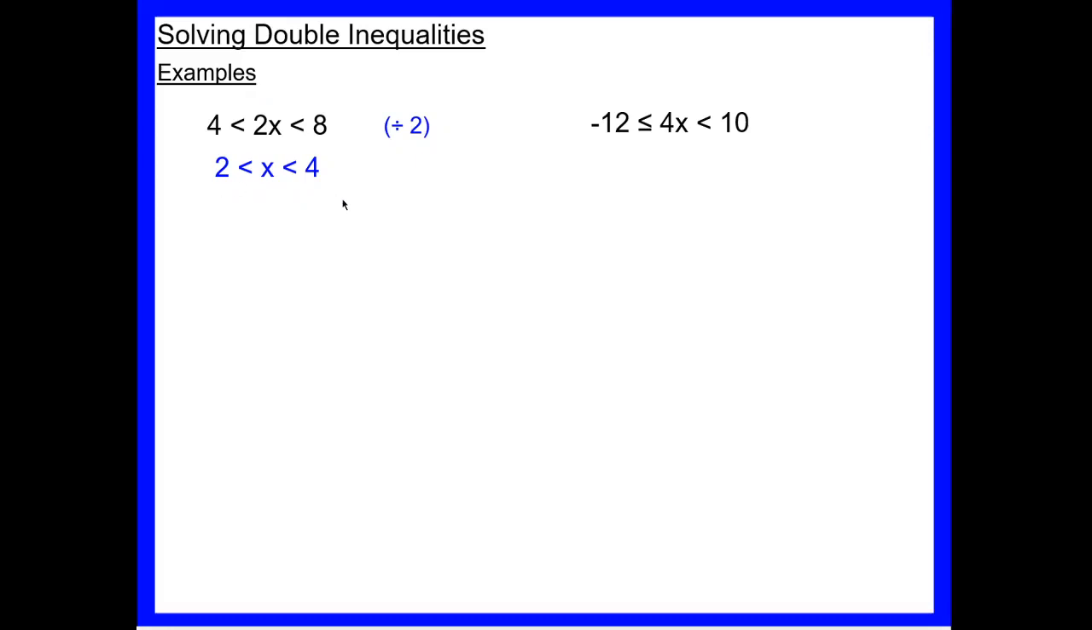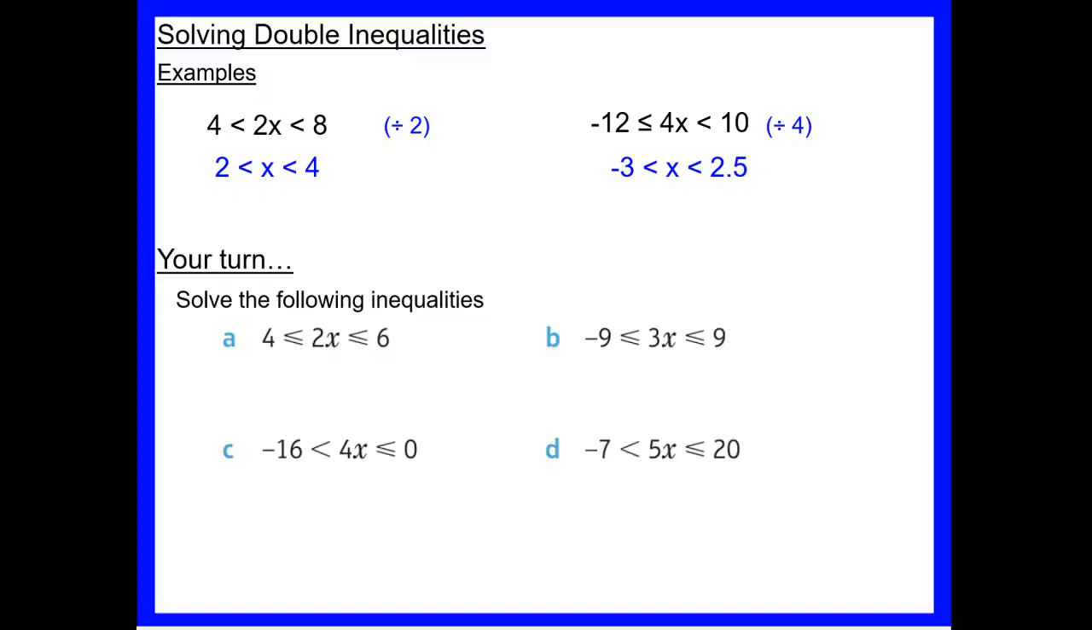We've got a single value of x with our double inequality. So essentially we're doing the same thing, but whatever we do, we do to all three parts instead. So looking at our next example then, 4x in the middle. So again, we want to divide by 4 this time. So we have to divide all of the parts by 4. So minus 12 divided by 4 is minus 3. 4x divided by 4 is x, and 10 divided by 4 is 2.5. Okay, so your turn then. Pause the video, have a go, see if you can solve these double inequalities.